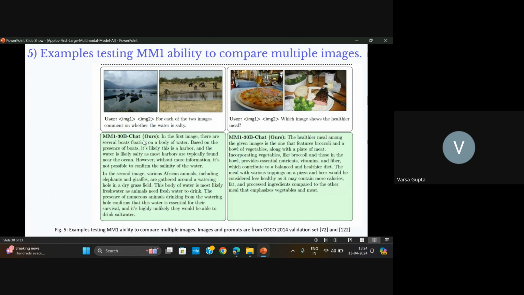The user asks which image shows the healthier meal. The model responds that the one with the pizza is unhealthy, and the other with the broccoli and spinach is the healthier one. So this is how the model performs in its ability to compare multiple images.